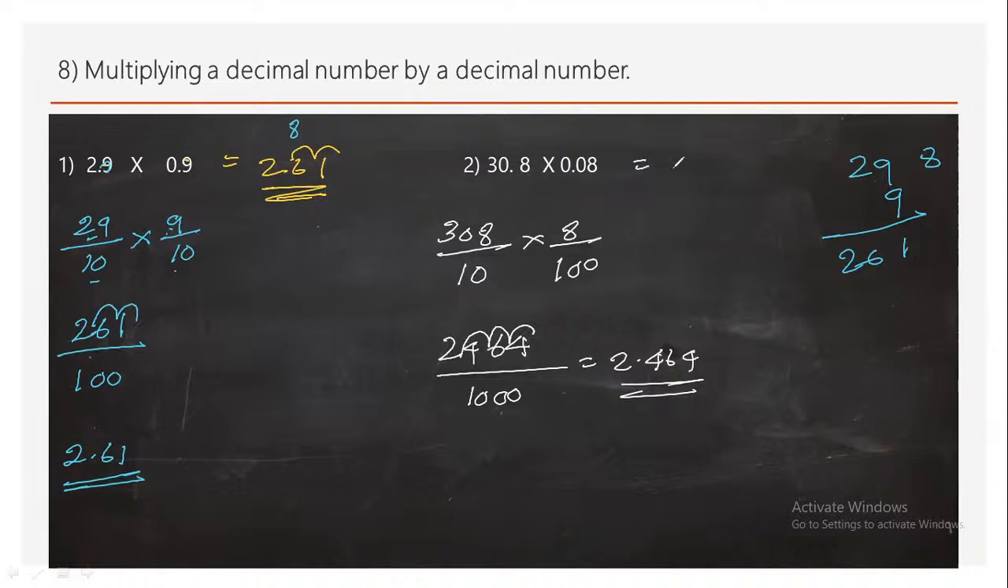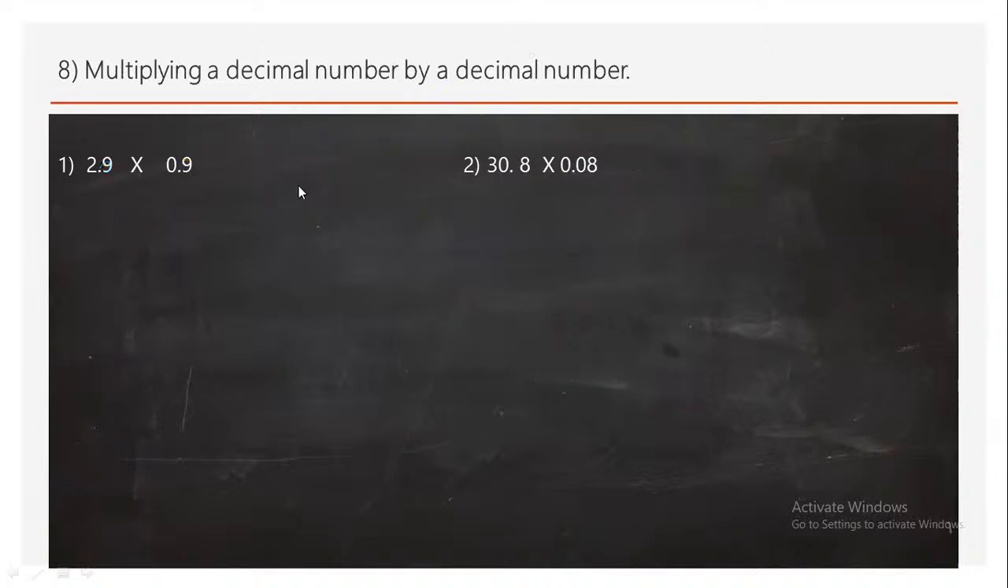308 multiplied by 8, and write the answer. That is 2,464. Here two decimal places, here one decimal place. All together you have to separate 1, 2, 3 decimal places. Then the answer is 2.464. You can follow this method as well. Right.